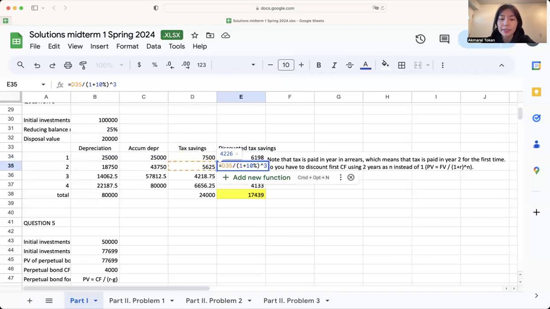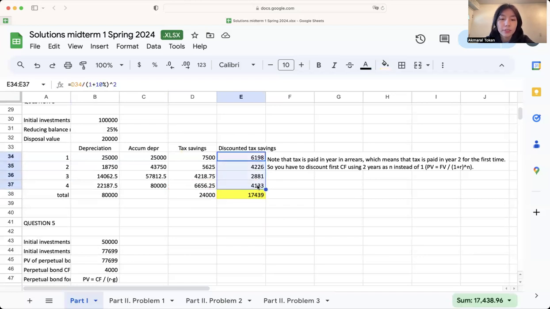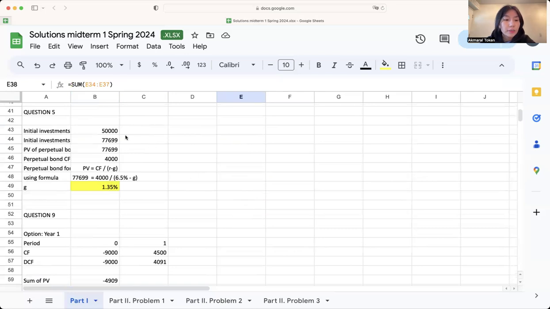And the same for the second year depreciation expense, we are going to discount it by 3 periods. The third cash flow is going to be discounted by 4 periods, and the fourth cash flow is going to be discounted by 5 periods. So basically, you just discount all these 4 figures to find the discounted tax savings and sum them up, which gives us $17,439.